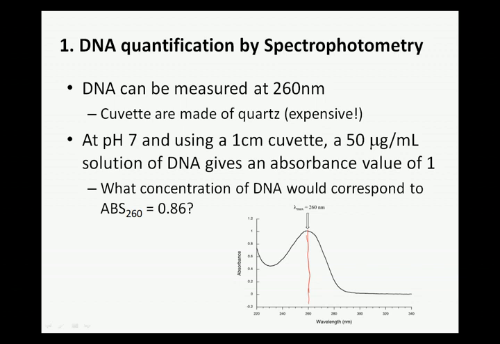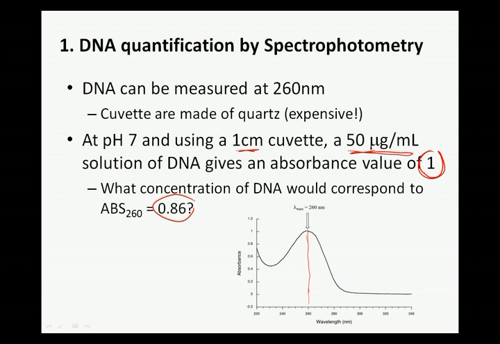Now, how do you quantify DNA? Well, we know that if you take a sample, 50 micrograms per milliliter sample of DNA at pH 7, and you use a 1 centimeter cuvette, now you read it at 260 nanometers, you get actually an absorbance value of 1.